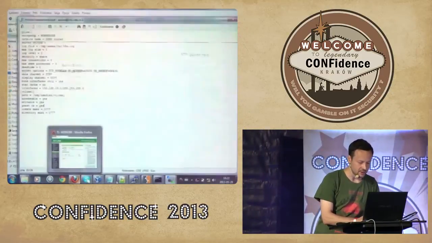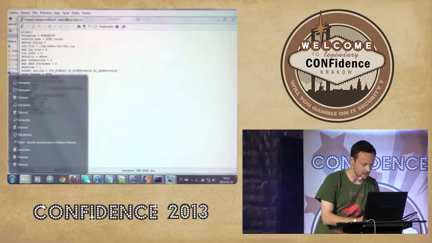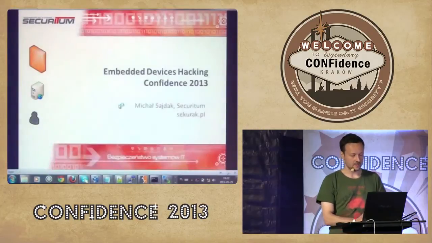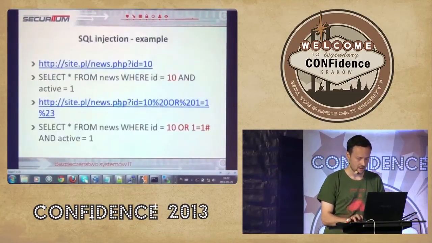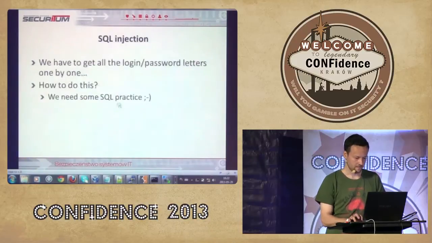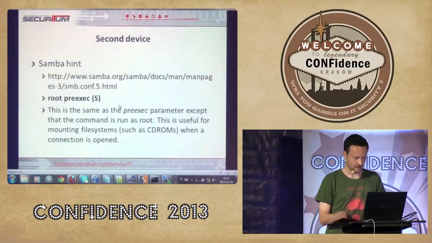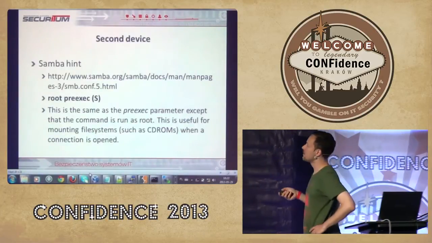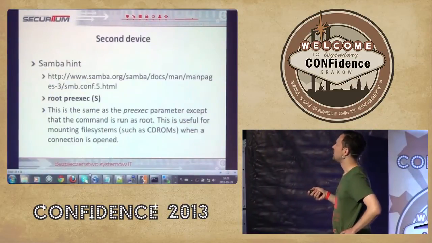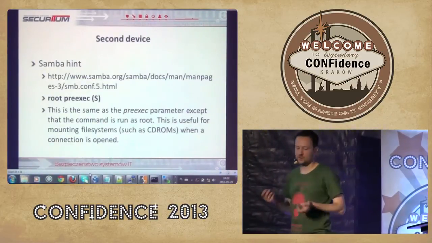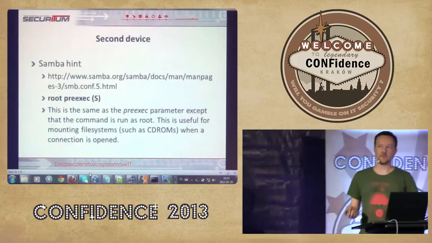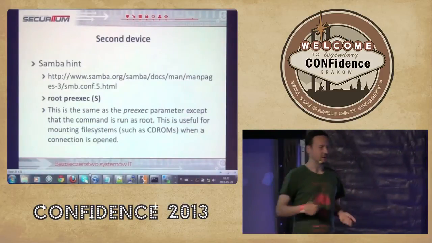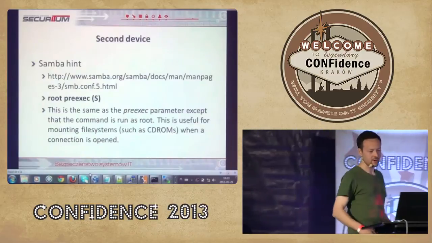So I Googled the documentation and I found something like this. There is a root pre-exec configuration statement in Samba, and they say that in some situations it allows me to execute code as root, for example, before mounting file systems such as CD-ROMs and so on. We don't have a CD-ROM in our router, but we have Samba, so we can try to exploit it.